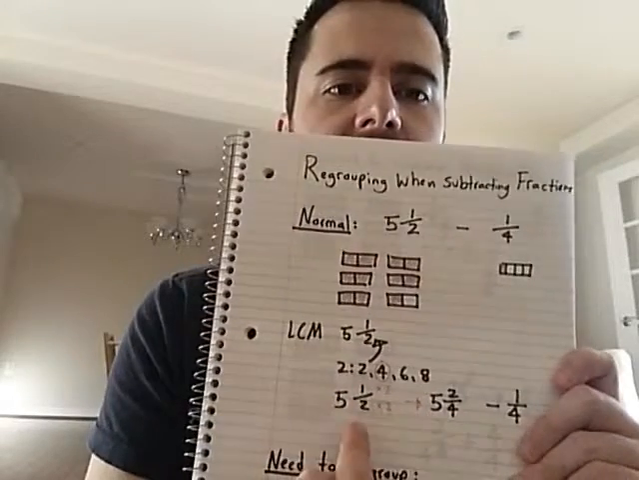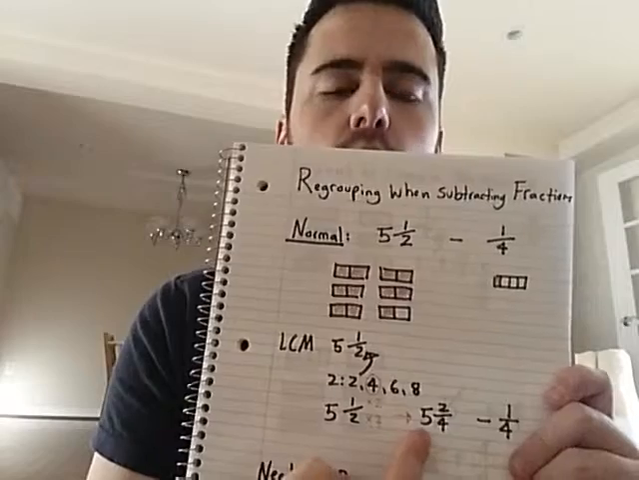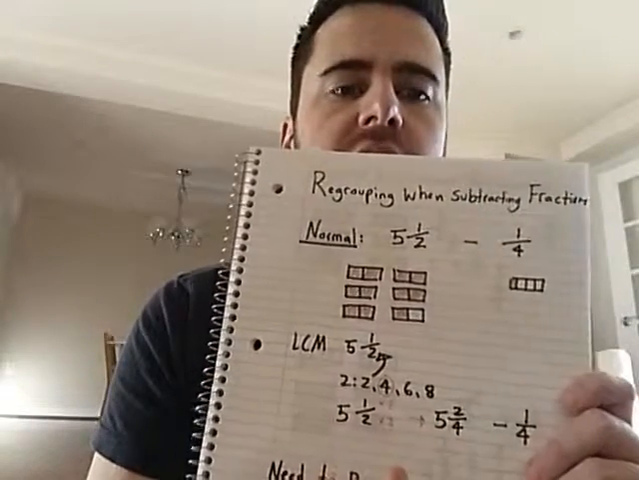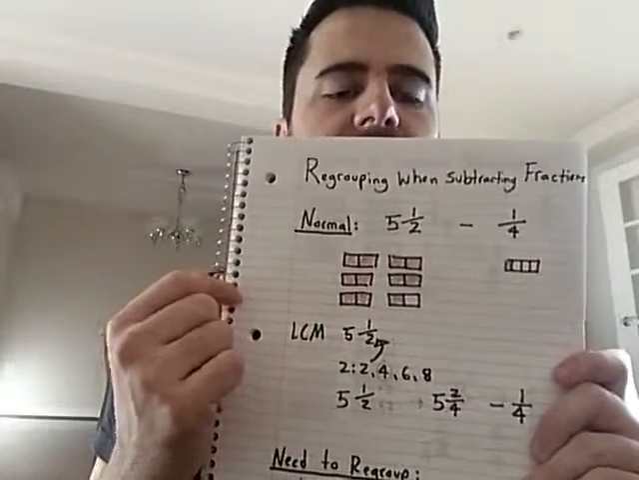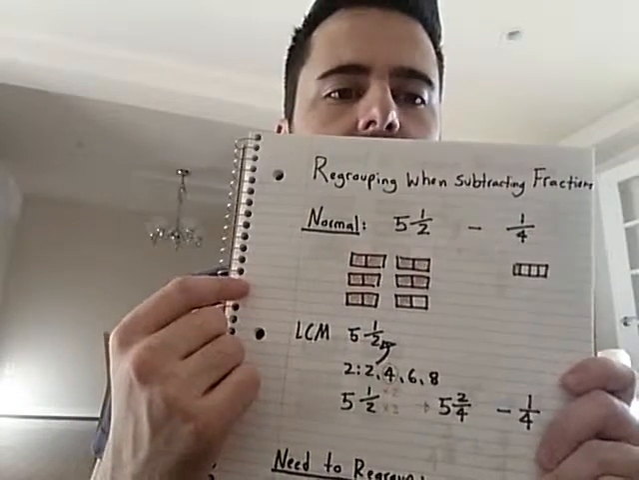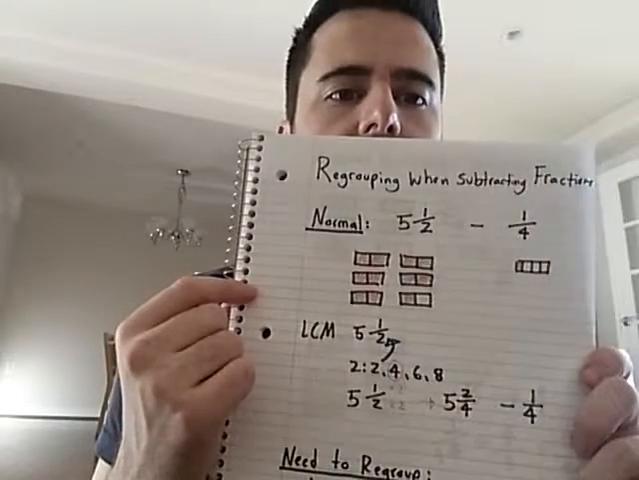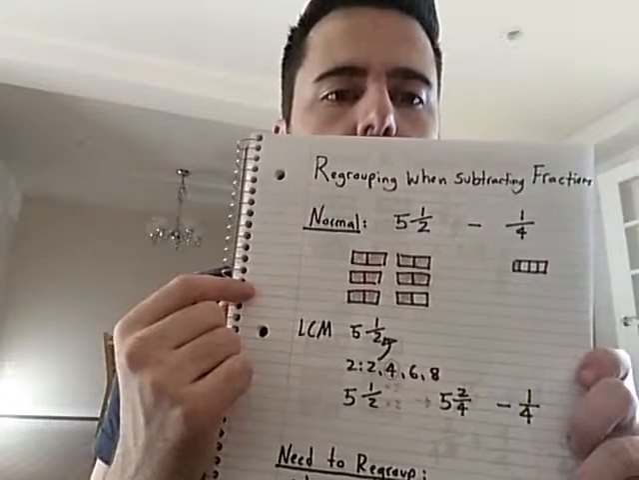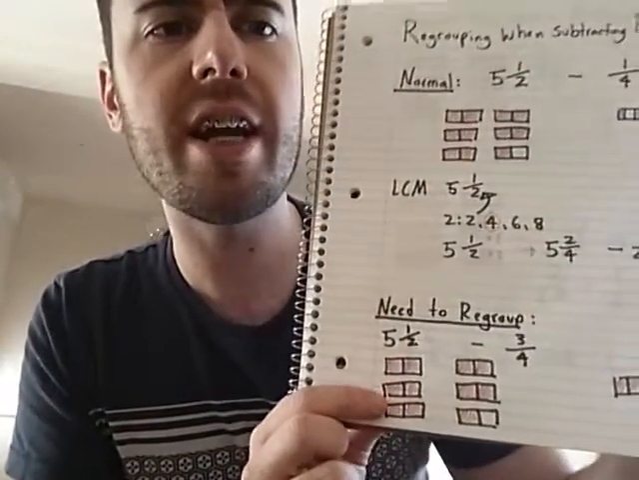Okay, so we convert that. 5 1/2 is exactly the same thing. It's equivalent to 5 2/4. And now look at our problem. Easy peasy. 5 2/4 minus 1/4. Easy peasy. We can figure that out. Our answer is going to be 5 1/4. Okay, 5 1/4.